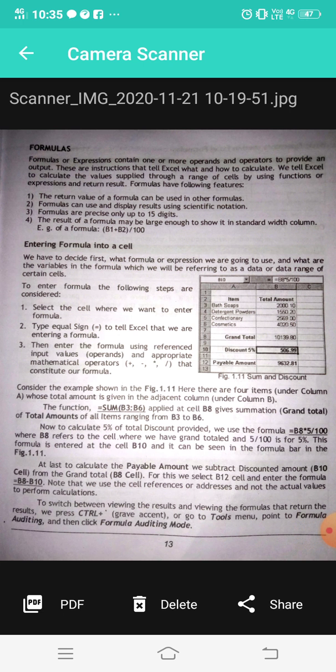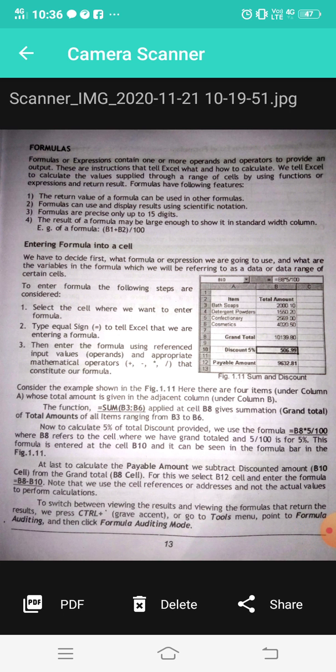The operator may be plus, minus, multiply, divide, or any such sign. Operands are the numbers on which we want to perform the operation to provide an output. These are the instructions that tell Excel what to calculate and how. We tell Excel to calculate the values supplied through a range of cells by using functions or expressions, and we get a returned result.